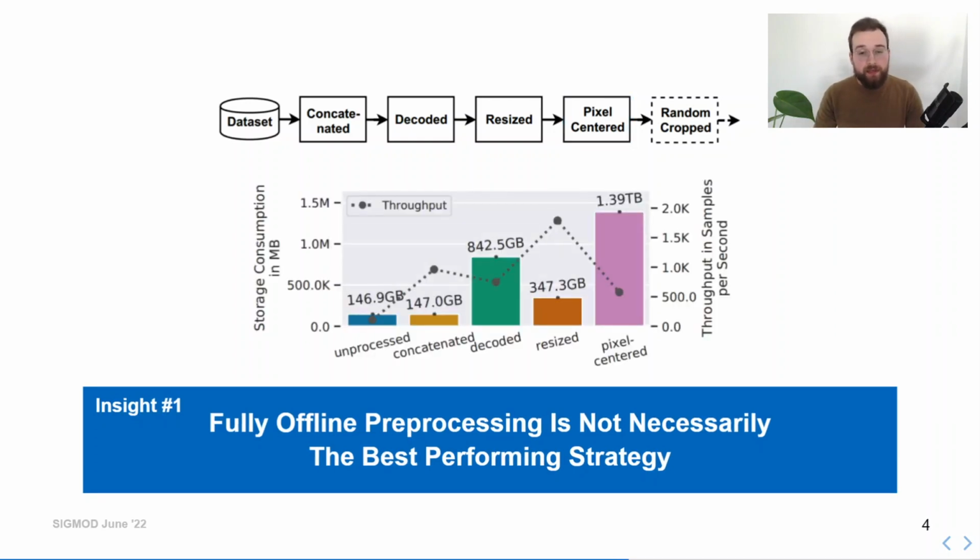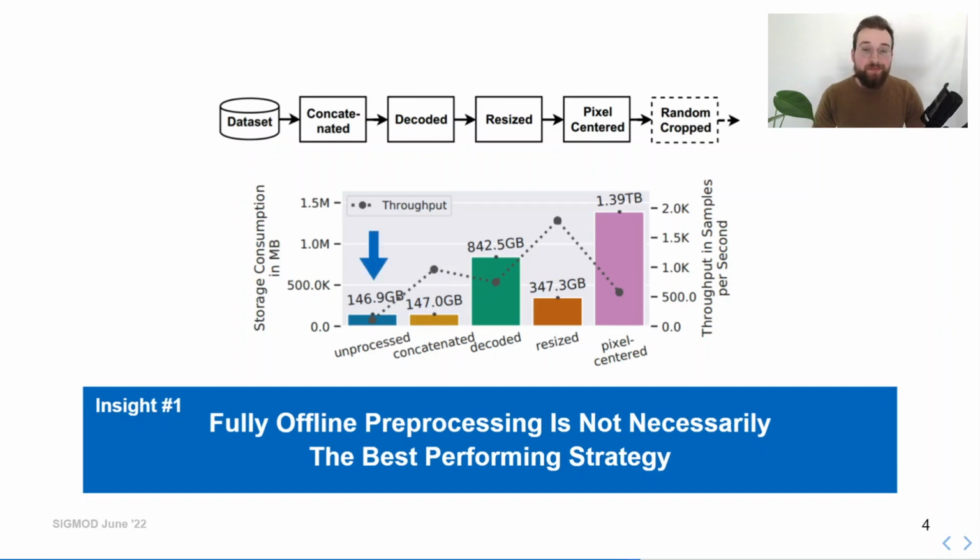The x-axis on this figure shows the strategy, meaning up to which and including step was the pipeline executed offline. On the left y-axis, you see the storage consumption in megabytes, but it is also featured above each bar. And on the right, you see the throughput in samples per second, which is shown with the dotted line. So let's start from the left.